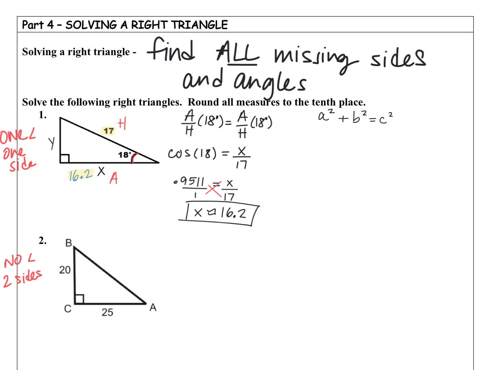Which side is C? 17. Okay, so we're going to use 16.2. And I guess I'm doing y, right? Okay, so y squared plus 16.2 squared, or you can use just the value that's in your calculator if you still have it there and click the squared button, it'll do it right away, is equal to 17 squared.